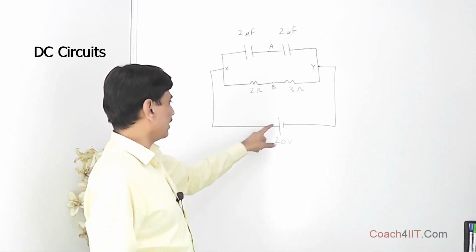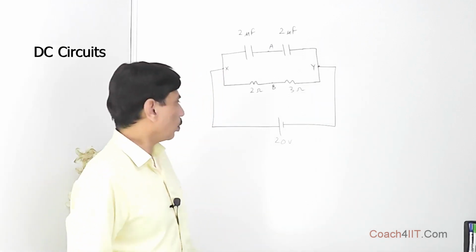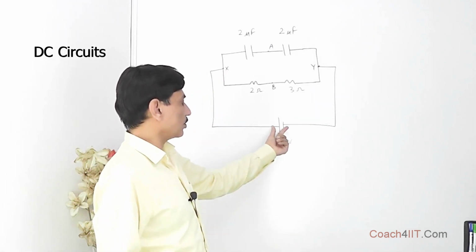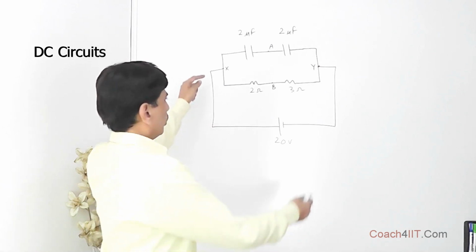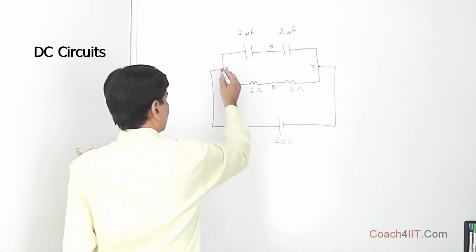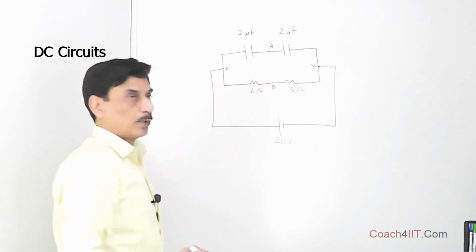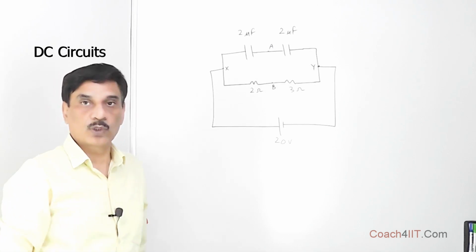Over here, these are conducting wires, so their resistance is equal to 0. So what's the potential difference across these two terminals of the battery? The same potential difference is across XY. Whether we consider this path, or this path, or this path, the potential difference is going to be 20 volt only.